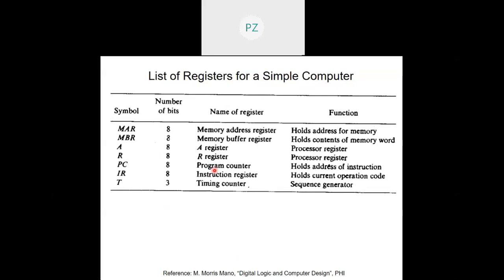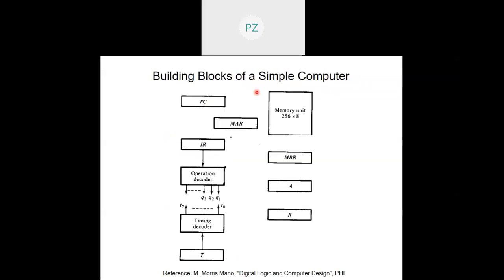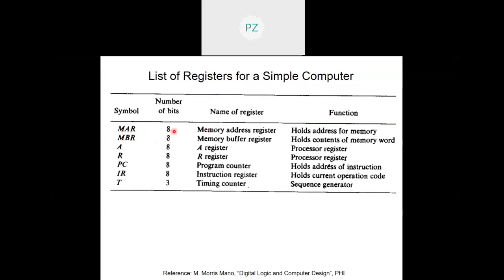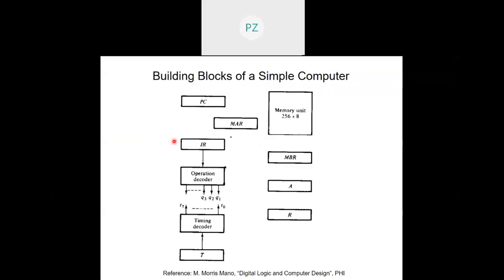Next, this is basically the list of registers for a simple computer. The memory address register will be 8-bit wide. I told you the reason: 256 into 8, so 256 is 2 to the power 8, an 8-bit address line. That is why the memory address register is 8-bit wide. It holds the address for memory. The memory buffer register is also 8-bit wide. Why?